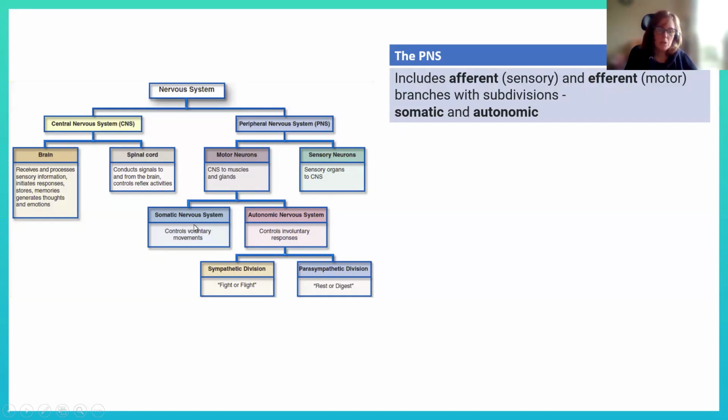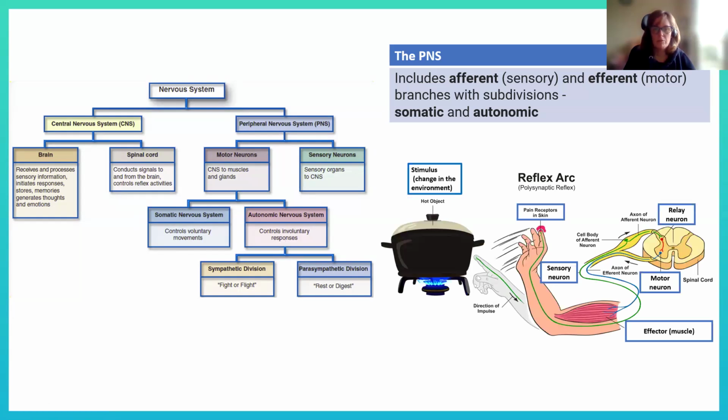Now, your motor neurons can be divided into two again. Remember, your motor neurons are the ones that say move. Muscles, usually they go to. Some of your movements are voluntary and some are involuntary. And the involuntary movements are divided again: fight or flight, and you've got rest and digest as well. So a reflex arc is a really good example.